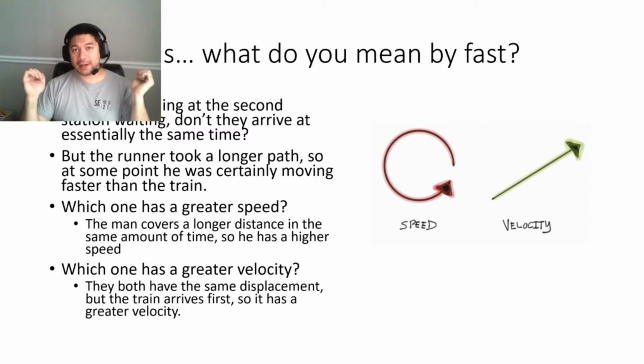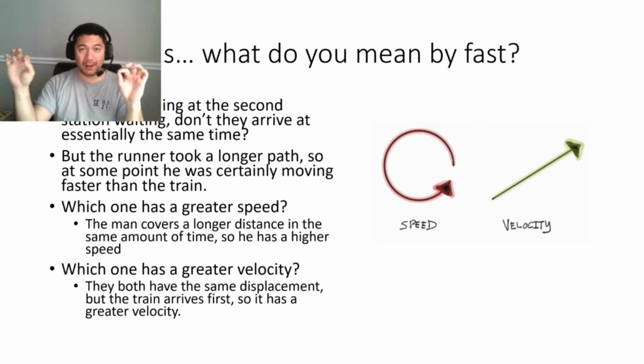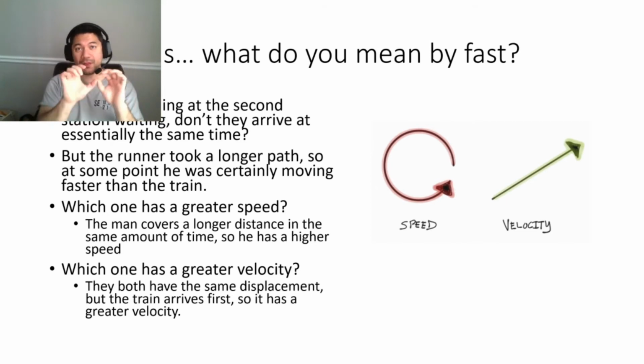So, which one got there first? The train did, right? So the train arrived first with the same displacement. Same displacement, train had less time, therefore the train had a greater velocity. The man had a greater speed, the train had a greater velocity. Do we see why?